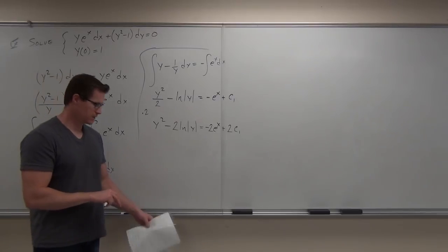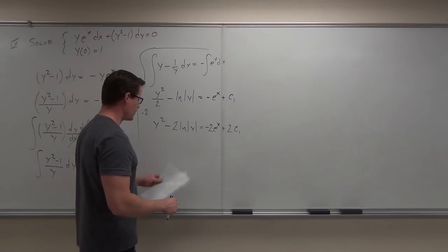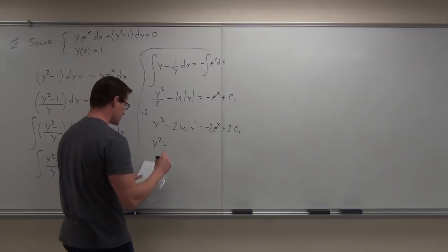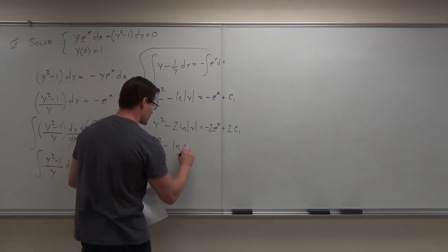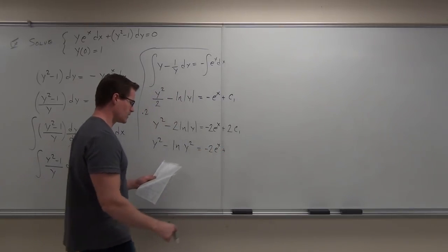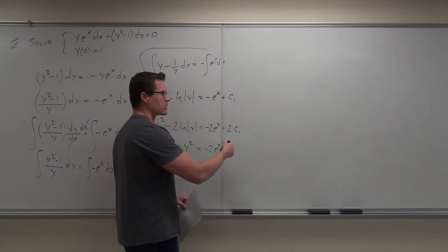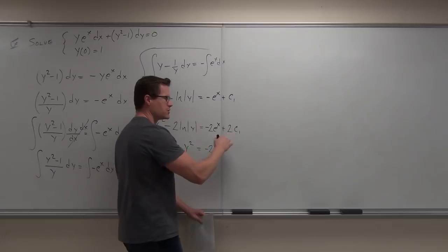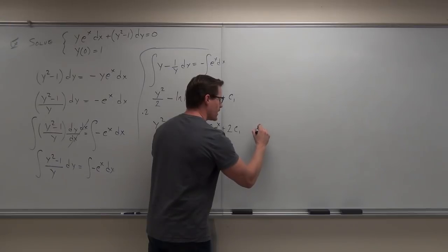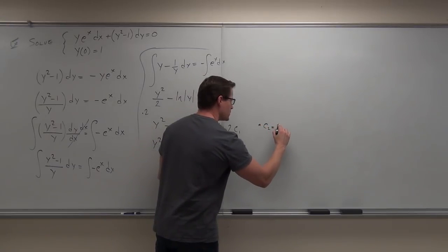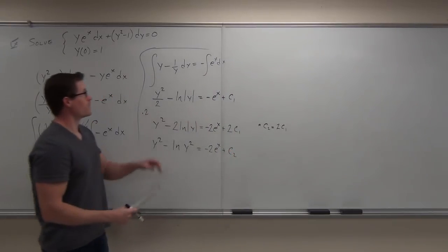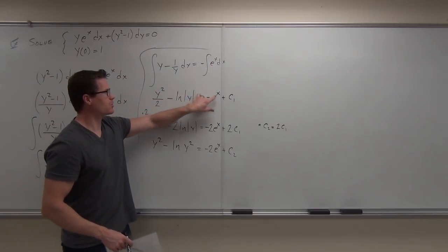Sure you're good with that one? Okay, next thing we'd probably do, well, probably move that 2. So we'd get y squared minus ln of y squared equals negative 2 e to the x plus, here's where we start doing little substitutions. If you have 2c1, 2 times a constant is still a constant. If you want to define things like c2 equals 2 times c1, that's absolutely fine. Then this now becomes plus c2. So, integral, no problem. Integral, no problem, plus c1.